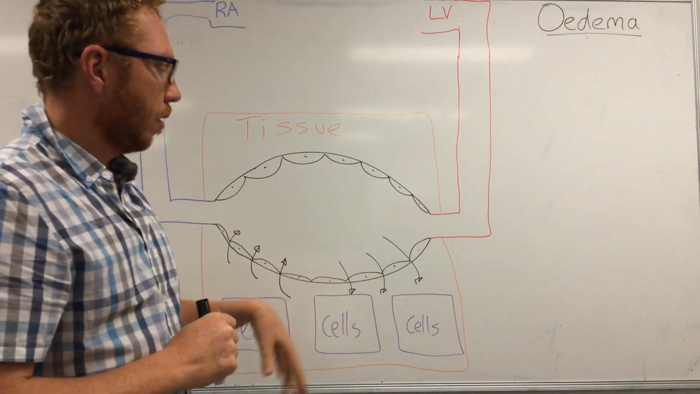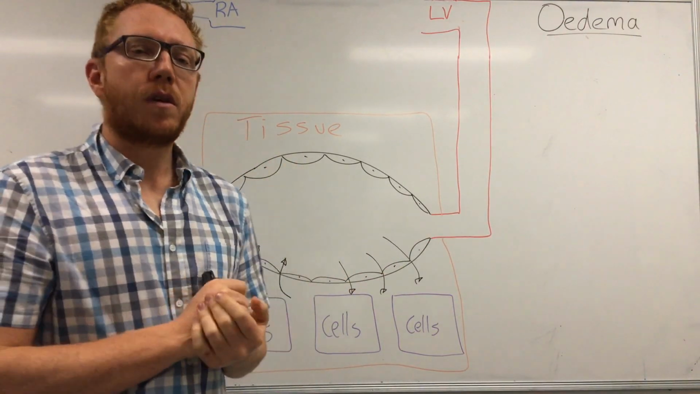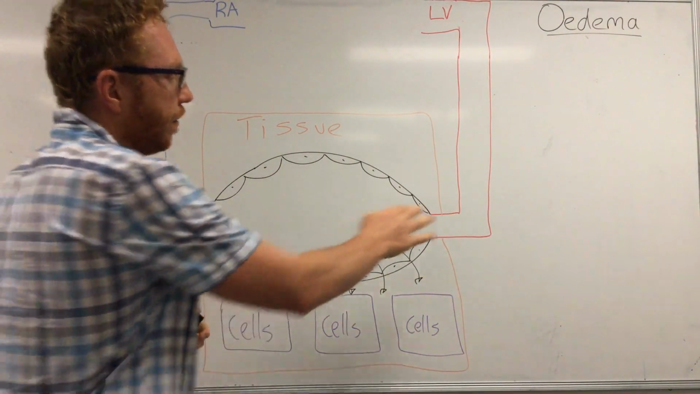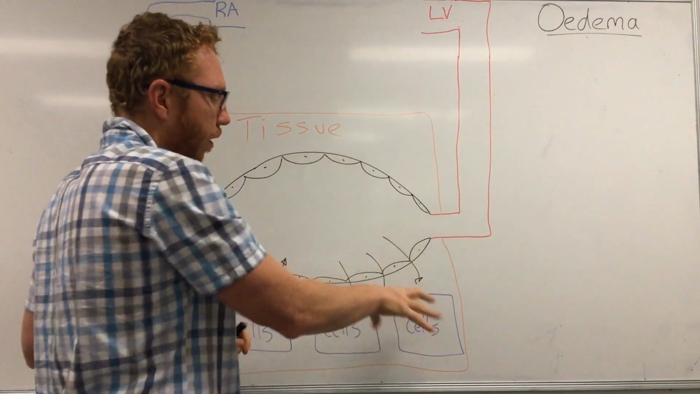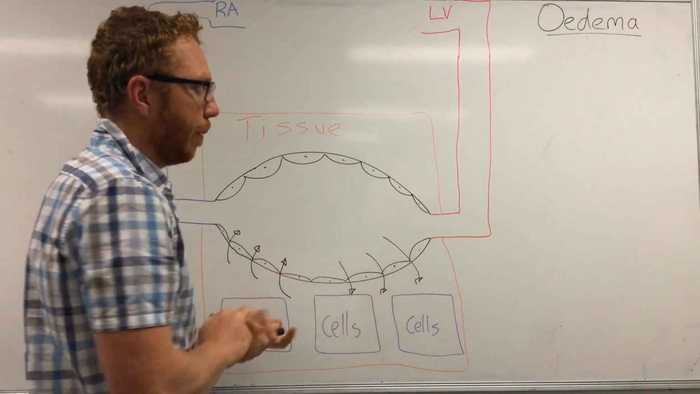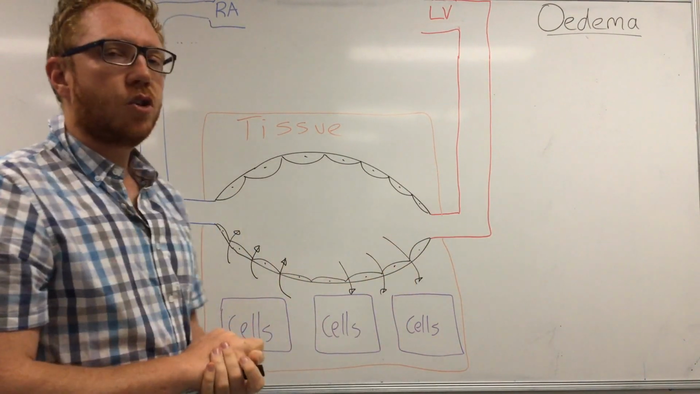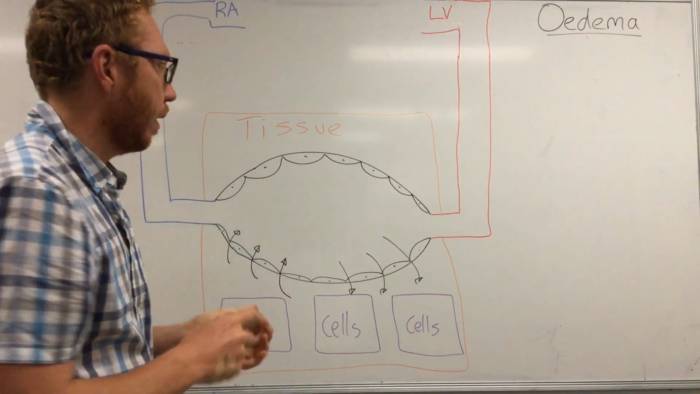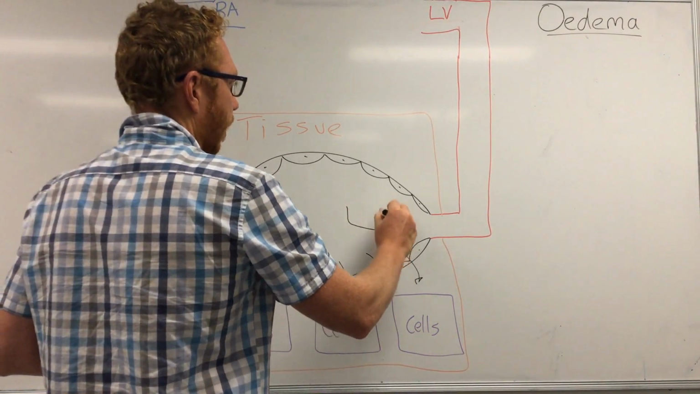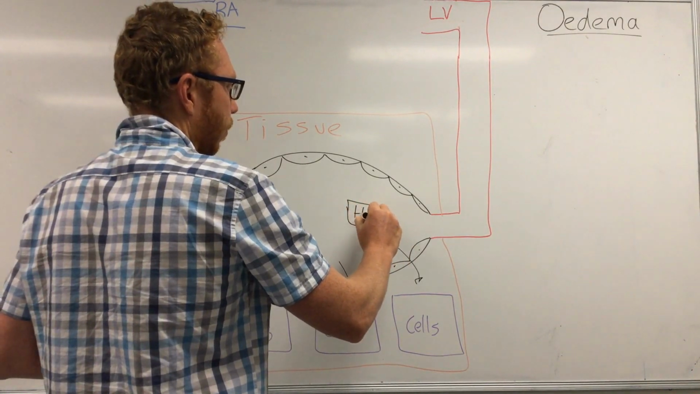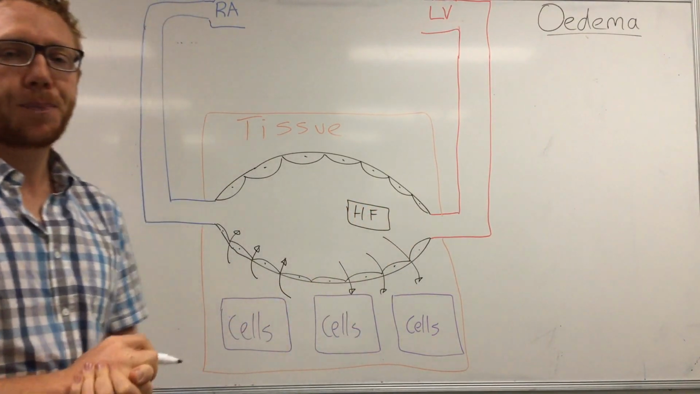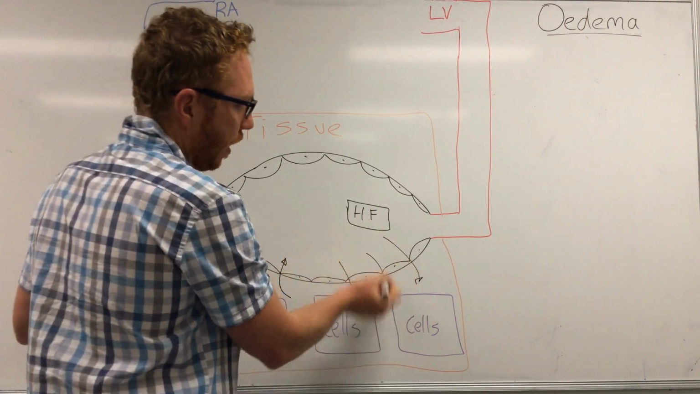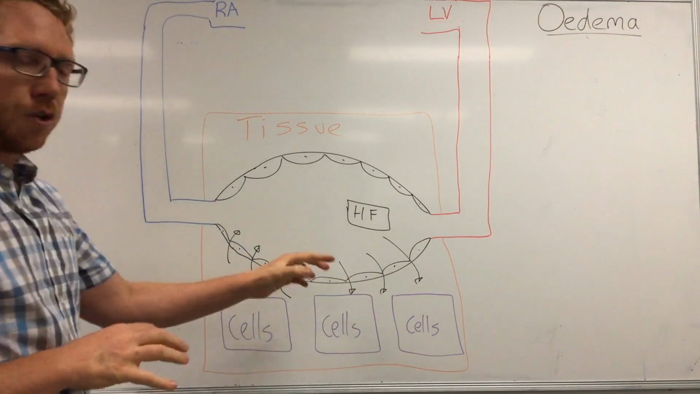Now, the way it does this is through two main mechanisms: what we call a hydrostatic force and an oncotic force. The force that's pushing the fluid or the plasma out of the capillary bed into the interstitial space, or the extracellular space, is what we call the hydrostatic force, or the hydrostatic pressure. That's the force that's generated to force the fluid out into the tissue.